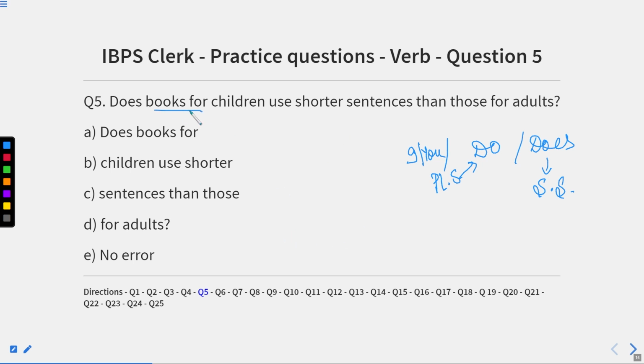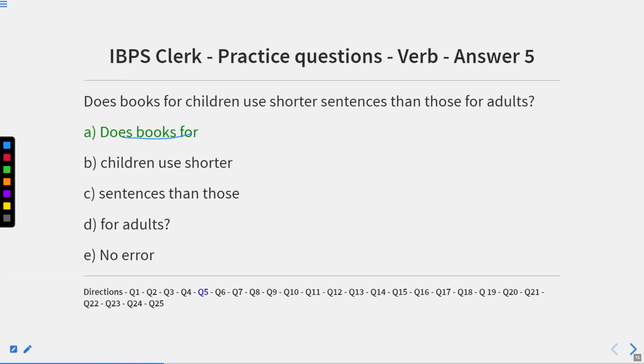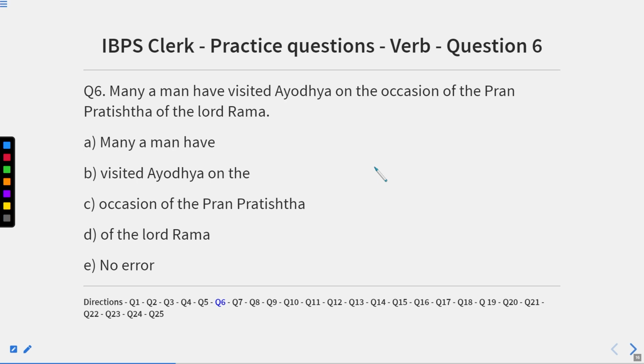Now here we have books, and books obviously are plural, and if these are plural, we need to write the plural form of the verb only. So this "does" is incorrect over here. It should be replaced with "do". So here our answer is A, of course, where "does" should be replaced with the word "do". So the correct sentence will be, "Do books for children use shorter sentences than those for adults?" Now let us move to the next question, question number 6.